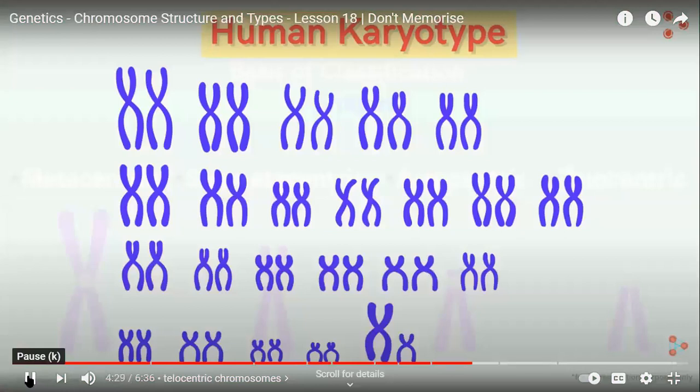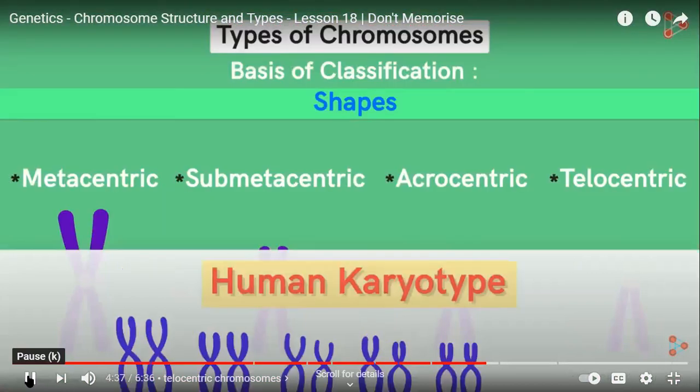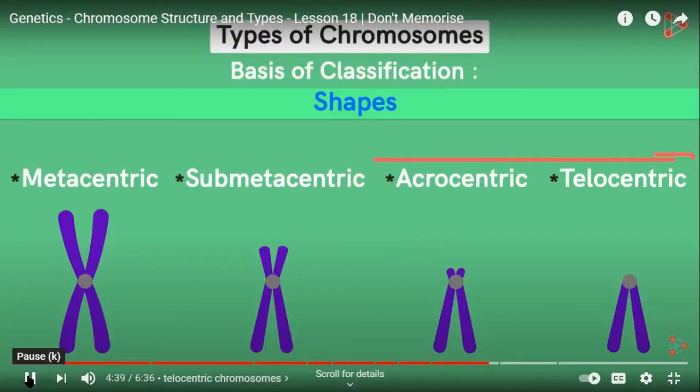But what is karyotype, you may ask? Well, it's one way of representing all the chromosomes found in a cell. This is how chromosomes are classified on the basis of their structures or shapes, to be precise.